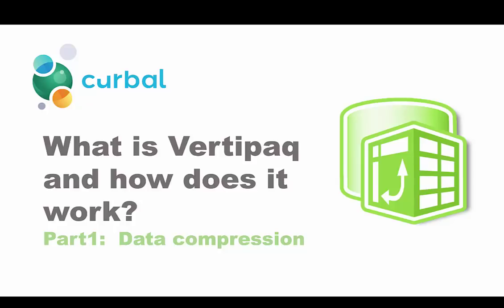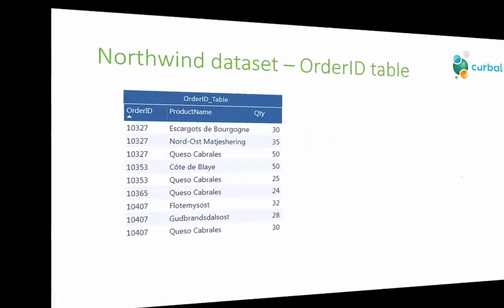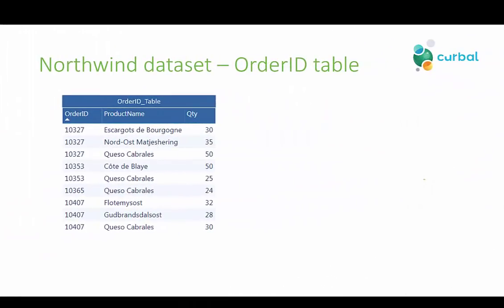I'm going to show you, when you put data into Power BI, what are the things that the Vertipaq engine is doing for you to be able to have a fast model. So here we are in the Northwind dataset. This is sample data from the order ID table. I just picked 3 columns so I can explain what's going on.